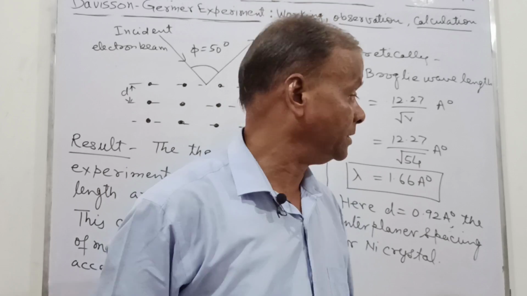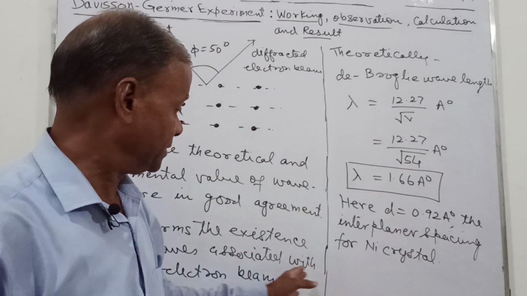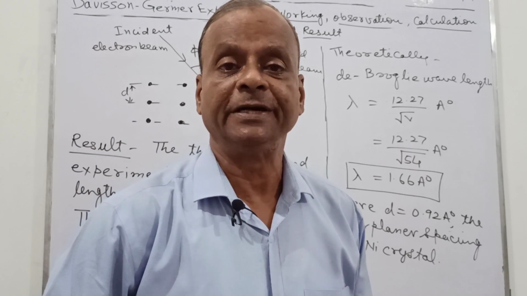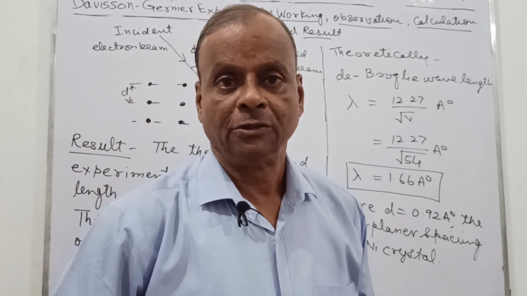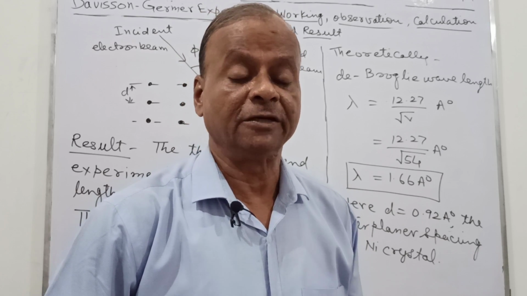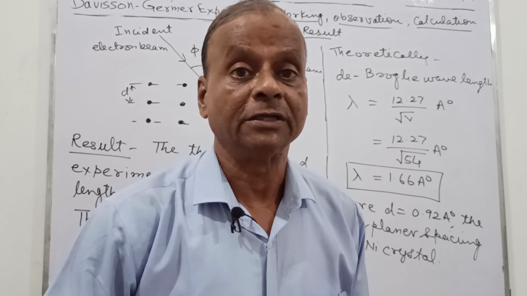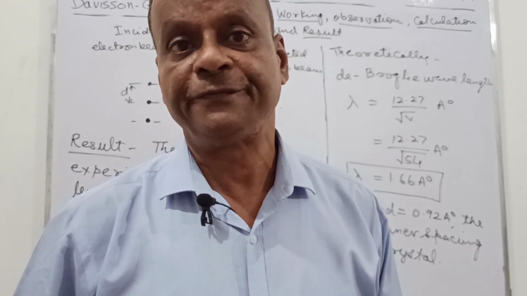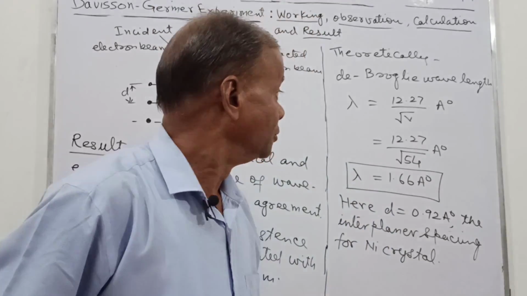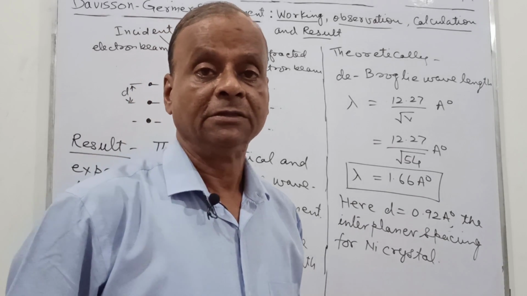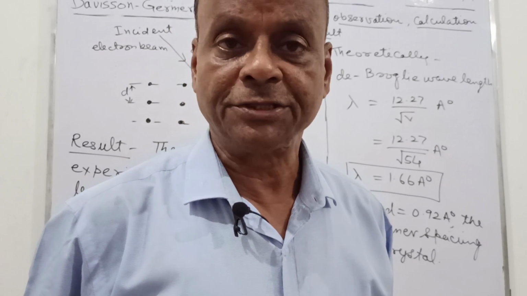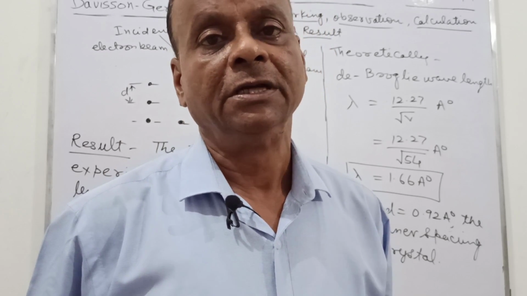So I have told you how the existence is confirmed by this experiment. And when this was confirmed experimentally, de Broglie was awarded the Nobel Prize in Physics in 1929. So this is about the working, observation, calculation and result of the experiment.